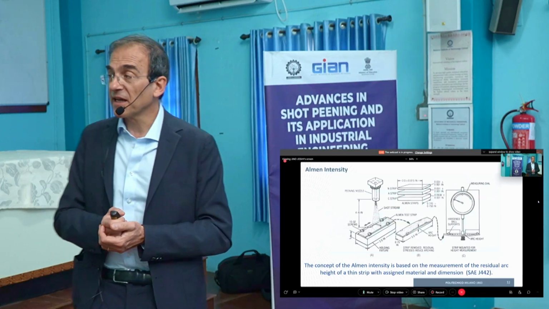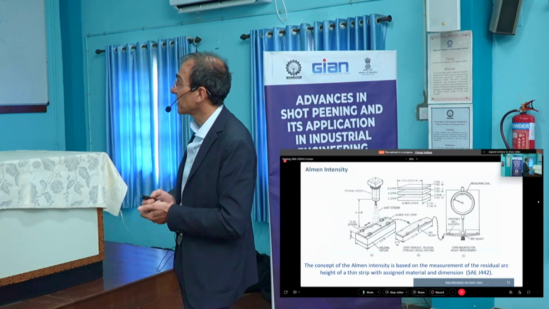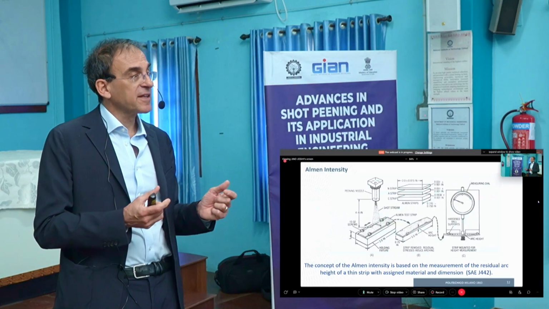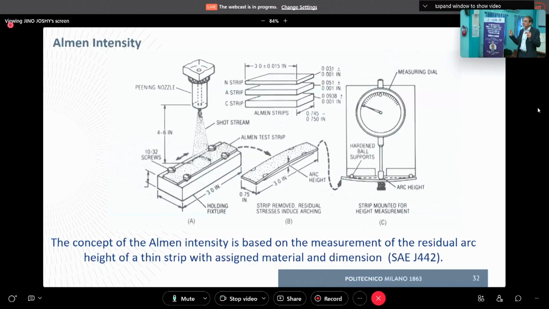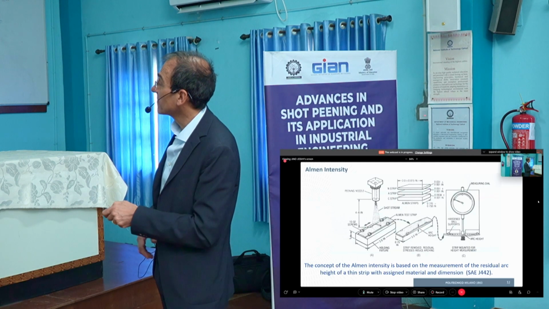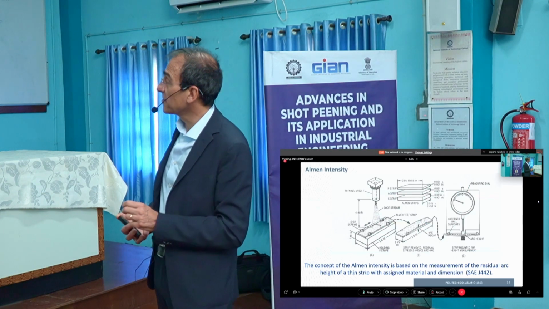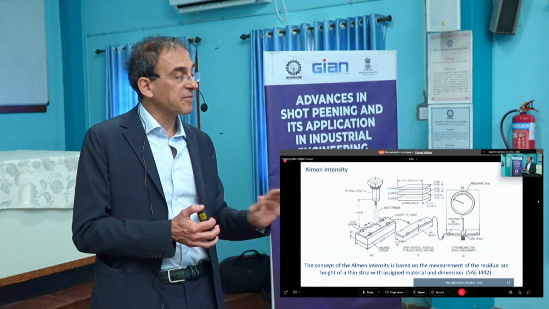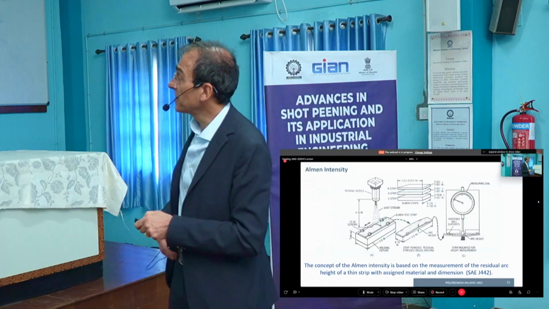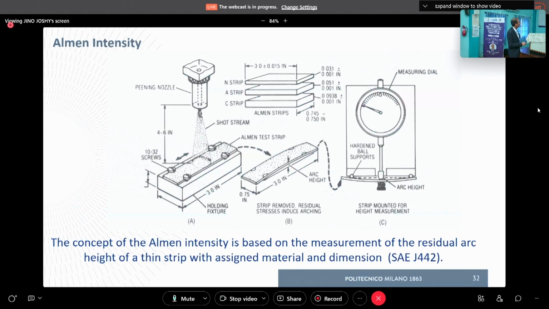Let's see a bit more in detail how the Almen intensity works now. What are we considering for the Almen intensity? We are considering to use a thin strip with assigned material. It's a spring steel. Okay, this is fixed. We are not changing the material of the Almen strip. The Almen strip is this one, very thin, and the material is fixed. It's a SAE spring steel, and we can have three different thicknesses of the Almen strip.